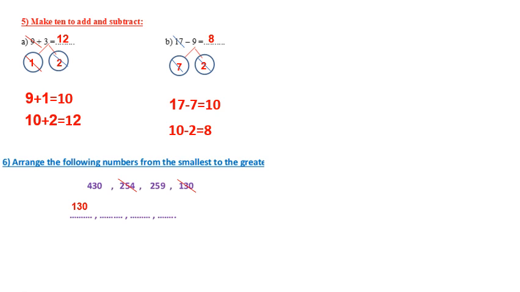So I'll cross 254 and write it as the second number. And the third number is 259. Okay, the other number from the two numbers we compared between. So I'll cross it and write 259. The greatest and the last number is 430.